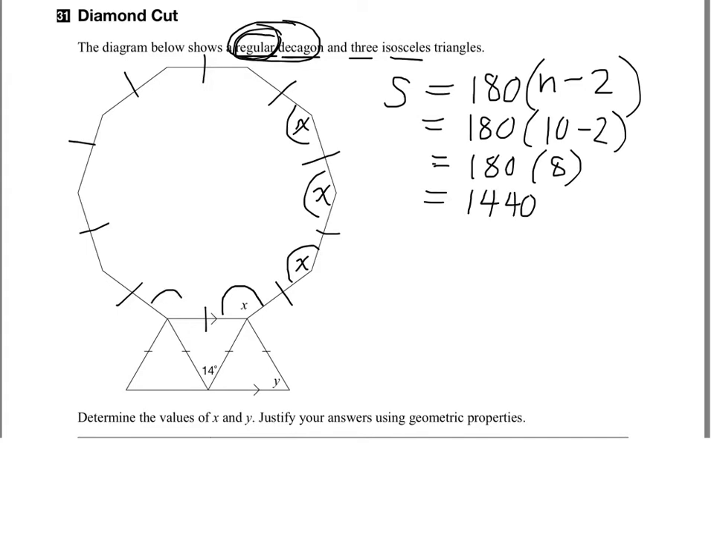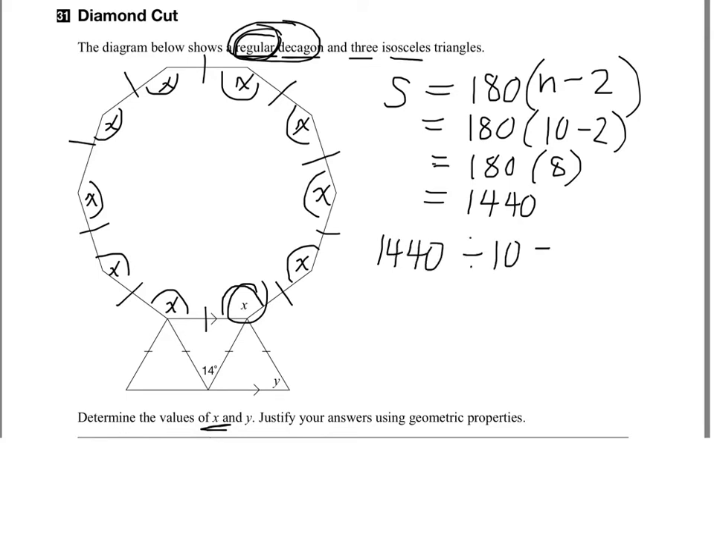1,440. That means that all of these angles, all of the x's, must add up to 1,440. That's the total, yep. Well, if I want to know what angle x is, because the question says to find x and y, if there's 10 angles altogether and the total is 1,440, how would you get the measurement of one angle? Divide by 10. So 1,440 divided by 10 is equal to 144 degrees. And I forgot to write degrees here. So angle X is 144 degrees.